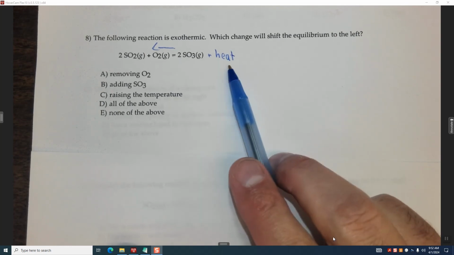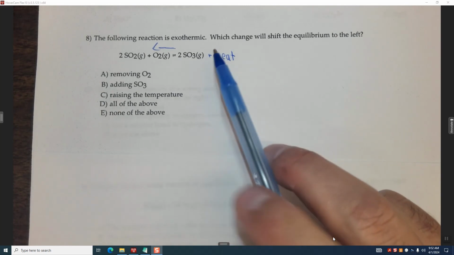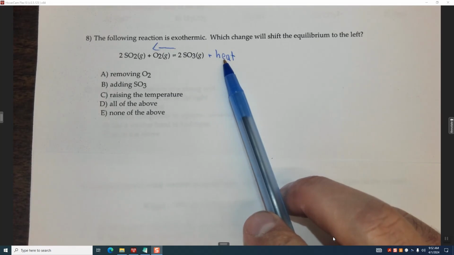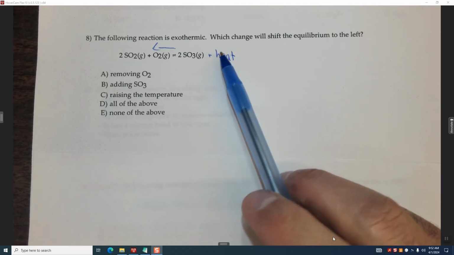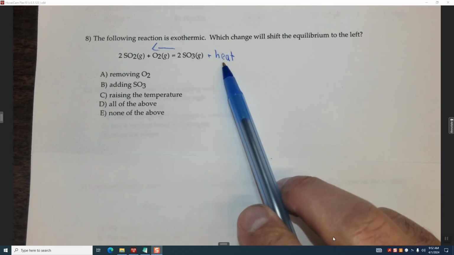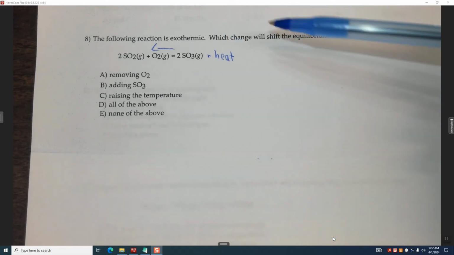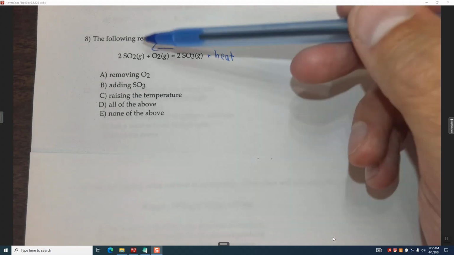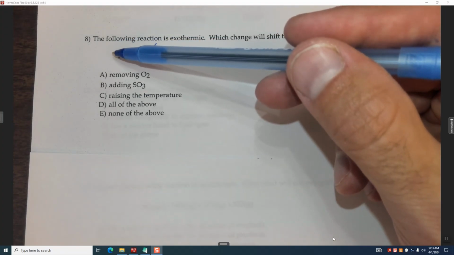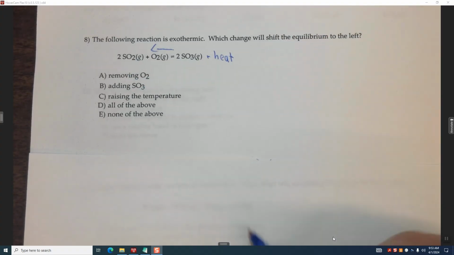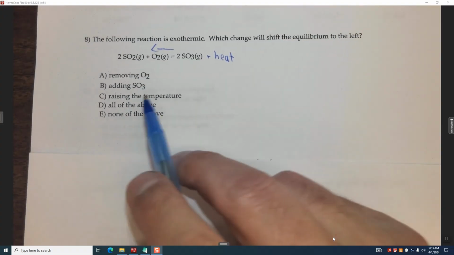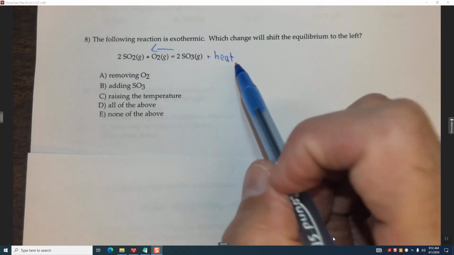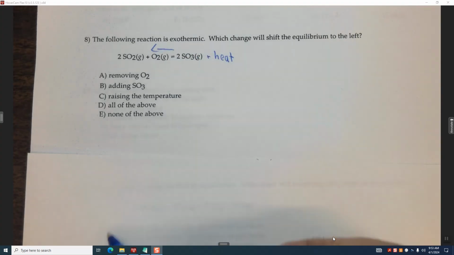Well, Le Chatelier's principle says that the reaction will do what it can to reestablish equilibrium. So if you increase the temperature, this reaction is going to want to get rid of that heat. It will get rid of that heat by shifting in this direction. So increasing the temperature will shift the reaction in this direction. Okay, so that's choice letter C. Let's see what will happen if we do A or B, because all of the above is an answer. So raising the temperature will shift it this way because the reaction wants to get rid of heat, and heat is a product in an exothermic reaction.